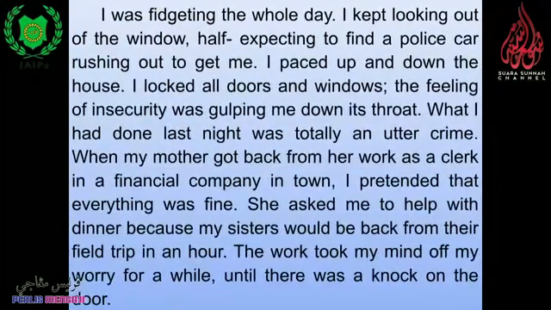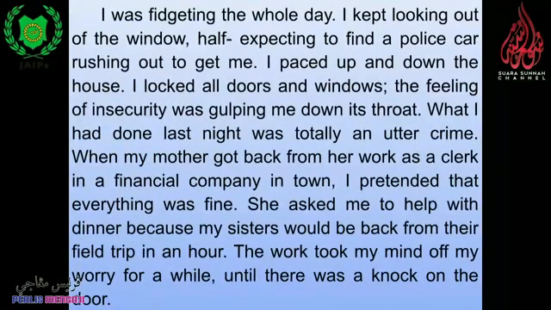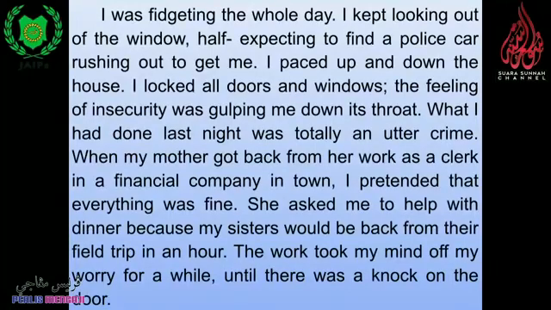I was fidgeting the whole day. I kept looking out of the window, half expecting to find a police car rushing out to get me. I paced up and down the house. I locked all doors and windows. The feeling of insecurity was gulping me down its throat. What I had done last night was totally an utter crime. When my mother got back from her work as a clerk in a financial company in town, I pretended that everything was fine. She asked me to help with dinner because my sisters would be back from the field trip in an hour. The work took my mind off my worry for a while, until there was a knock on the door.